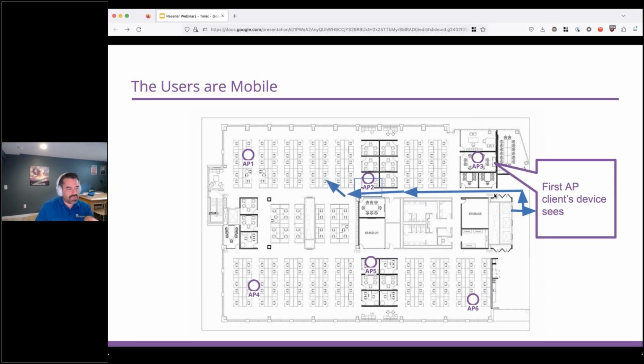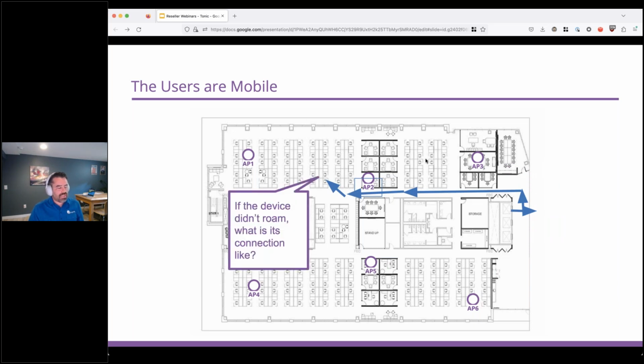And then that user continues to walk down the hallway and over here, and he still is connected to that one. Now, why is that device still connected to that access point way over there? Well, the reality is he still has sufficient signal. They've programmed that device to say, if you've still got a signal, there's no reason to disrupt that. Except one of the problems is, if the device didn't roam, what is the connection like, and how good is it actually? Is it as fast as it possibly could be?